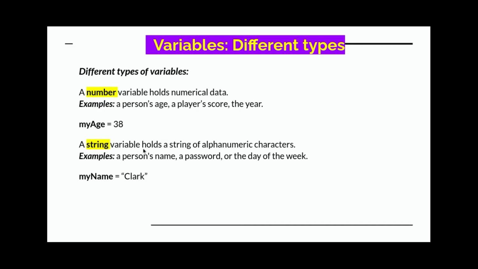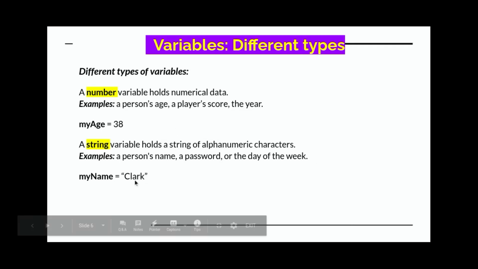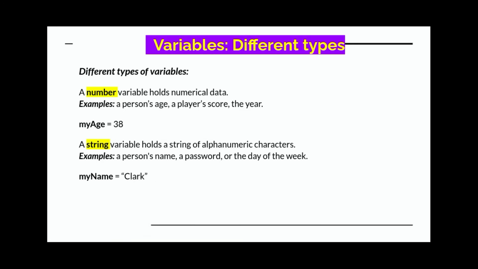A string variable holds a string of alphanumeric characters, and don't worry too much about what this word means. The word alphanumeric just means it can be letters or numbers. Examples of this would be a person's name or a password or the day of the week. So a string just means it's a bunch of gobbledygook strung together. Letters, numbers, symbols. It really doesn't matter. You can just jam a bunch of stuff together.